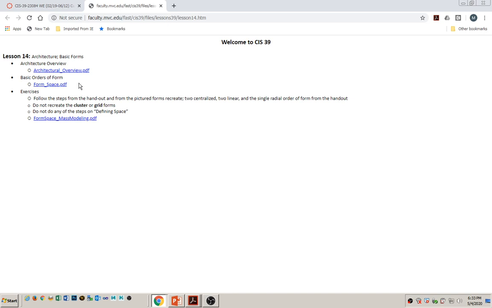The next handout is going to cover the different forms and the different primary shapes and elements that we can use to incorporate into our design for our buildings and structures. So let's go ahead and talk about architecture.